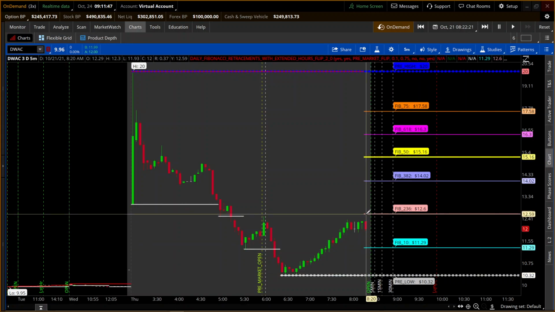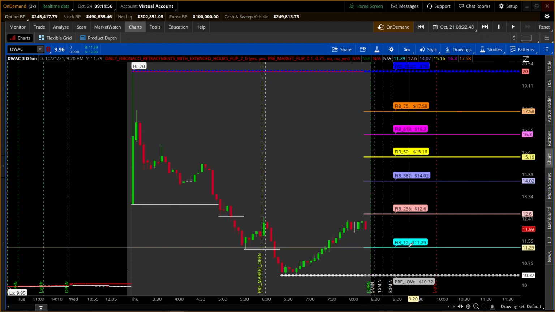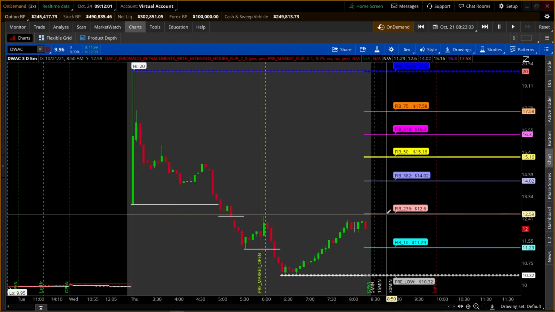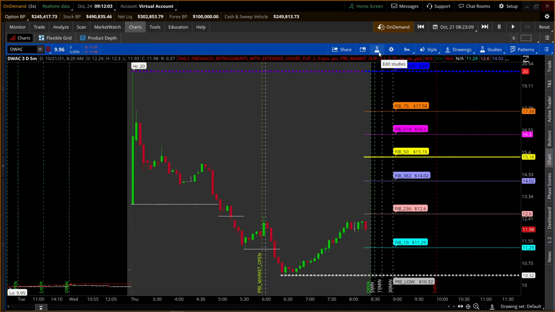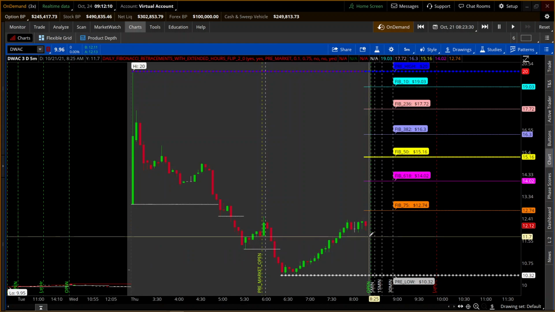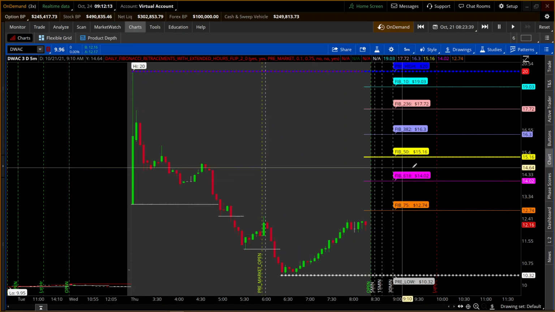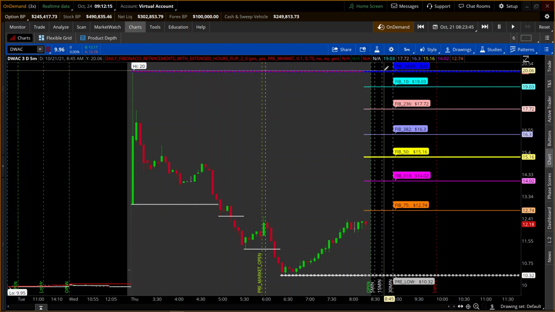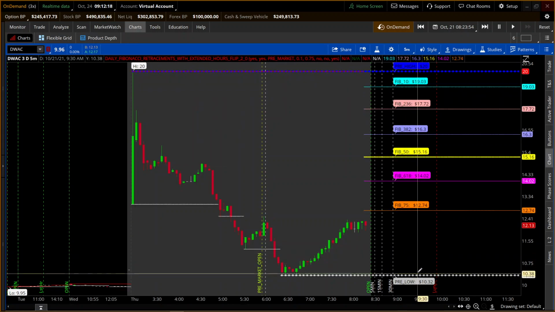Or you could have used this as your next entry point of 23.6 and use the 10% as your risk level. And the original pre-market flip, the original is the pre-market, and basically descends from the pre-market high down to the pre-market low in your fib ratios.